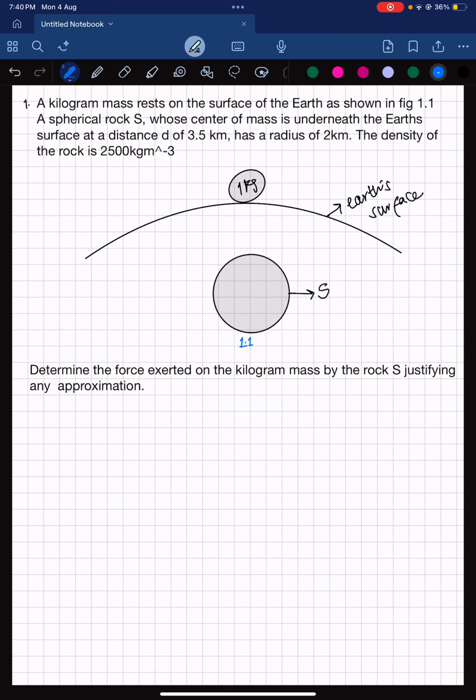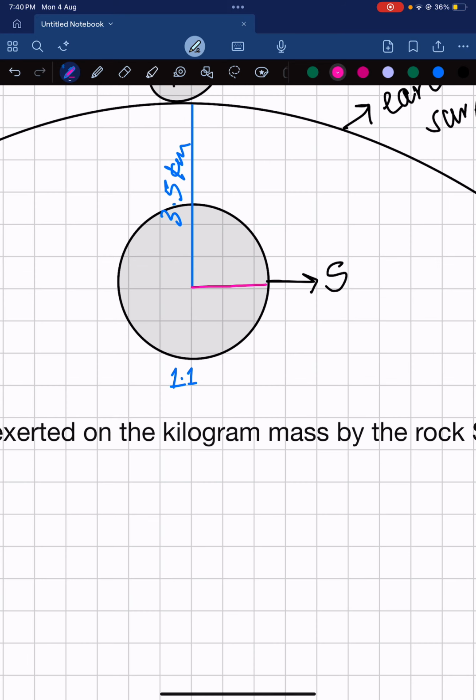A spherical rock S whose center of mass is underneath the earth's surface at a distance d of 3.5 kilometer has radius of 2 kilometer. The density of the rock is 2,500 kilogram per meter cube. So from this question we can say that the distance from here to the center of this rock is 3.5 kilometer, and the radius of this rock is 2 kilometer.